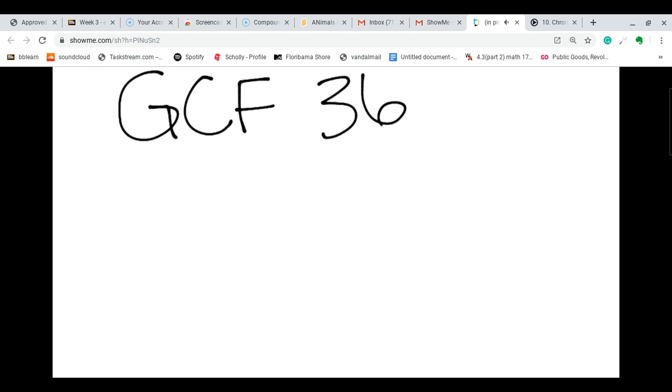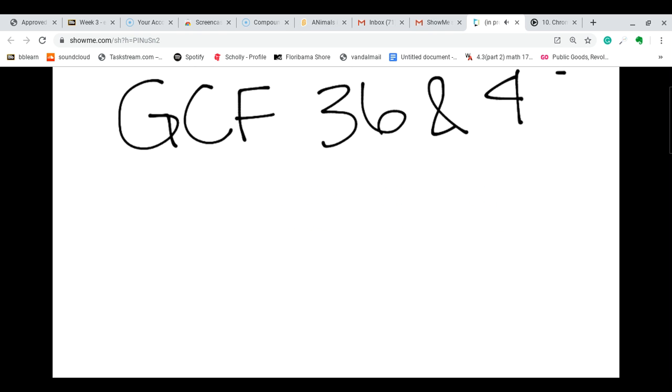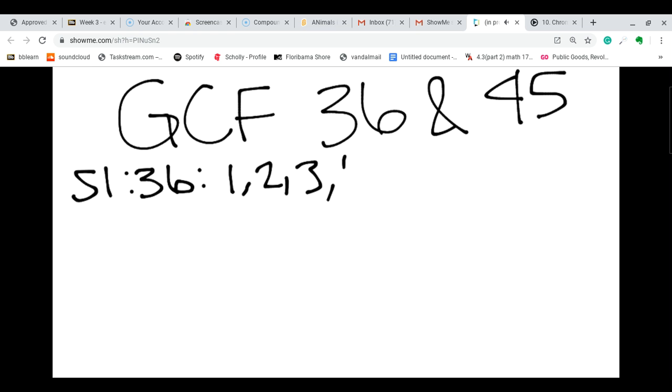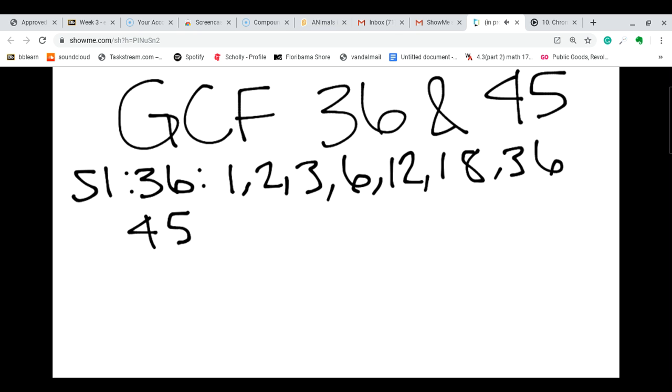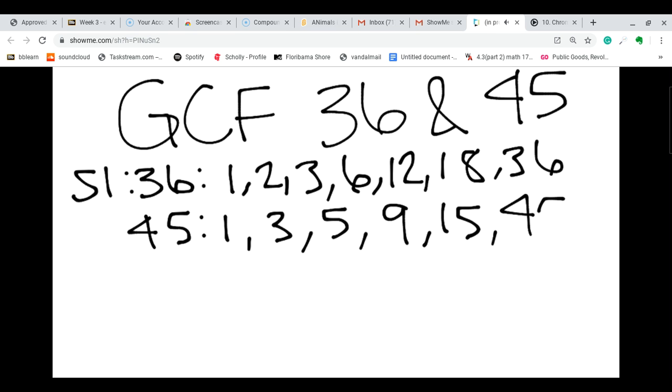of 36 and 45. So step 1 is to list the factors of 36, which would be 1, 2, 3, 6, 12, 18, and 36. Then we'll list the factors of 45, which is 1, 3, 5, 9, 15, and 45.